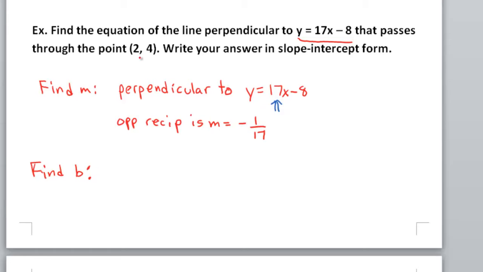We know that our line passes through the point 2, 4. So we'll plug in that point along with the slope that we just found. Y equals mx plus b. Y is 4. M is negative 1 over 17. X is 2. And b is what we're trying to find. So let's do the math now. Negative 1 over 17 times 2. 2 is the same as 2 over 1. Nothing cancels here, so if we do numerator times numerator and denominator times denominator, we get negative 2 over 17.